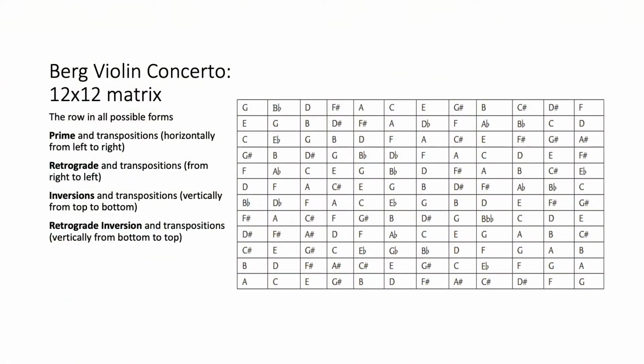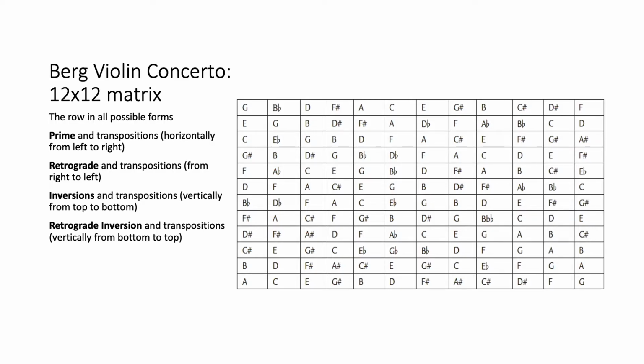When you think about transposing the rows, you realize that you have 12 different possible rows, but you can also retrograde each of these, so then you have another 12 possible row forms. You can invert the row on any pitch, and you can play the inversions backwards or in retrograde form. So all told, you have 48 different possible row forms.